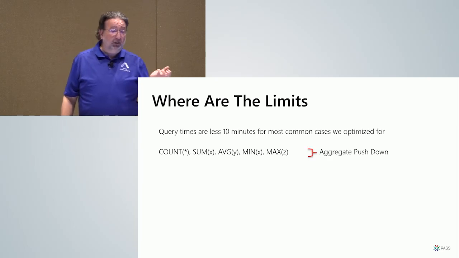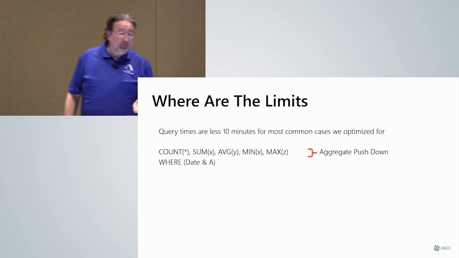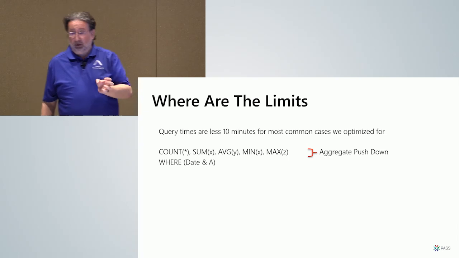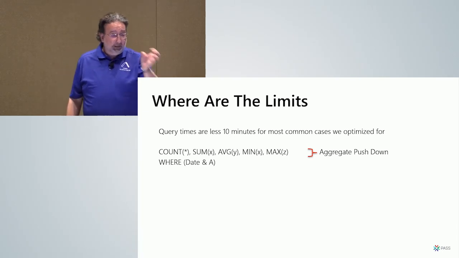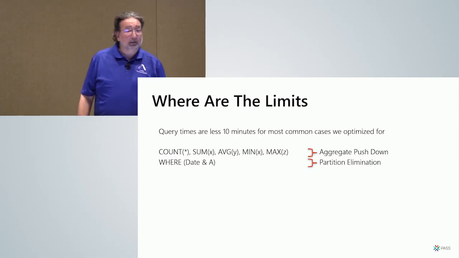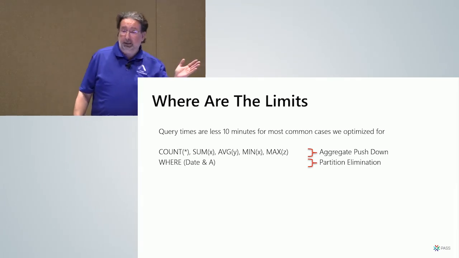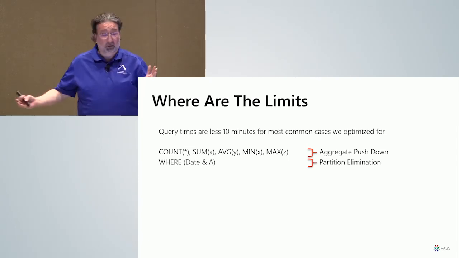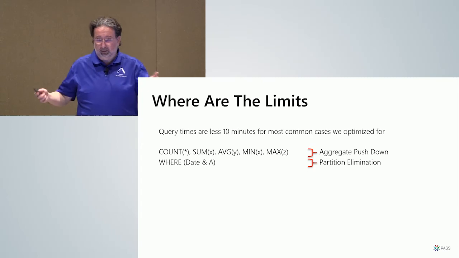This is mostly handled by aggregate pushdown that we discussed before. Then we always do a where on date and our product group, that's column A in our case, date and A. That's always in the where clause, and that handles the partition elimination. That gets rid of about 99% of the data before we even get there. Sometimes you have to query a whole month or 2 or 3 months. Then there's less elimination, but still there.